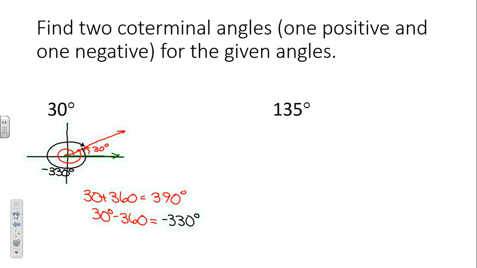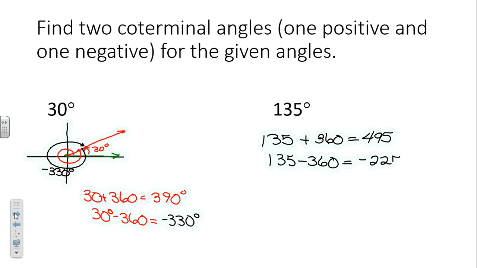Anybody want to see 135? Okay, so what are we going to do to 135? Yep, add 360. Get 495. And 135 minus 360 will get us a negative angle, negative 225 degrees in the clockwise direction. Okay? Feeling good? All right, next example.